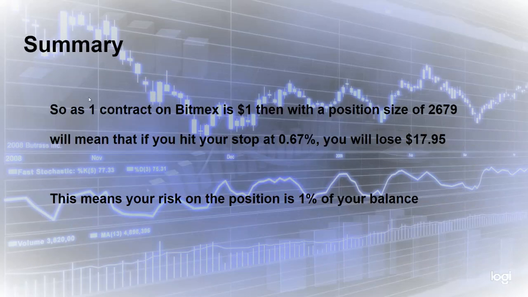So in summary, one contract on Bitmex is $1. With a position size of 2,679 contracts, or $2,679, if you hit your stop loss, which you placed at 0.67% away from your entry, you will lose $17.95, and that $17.95 represents a 1% loss on your account. That means the risk to your position is 1% of your balance.